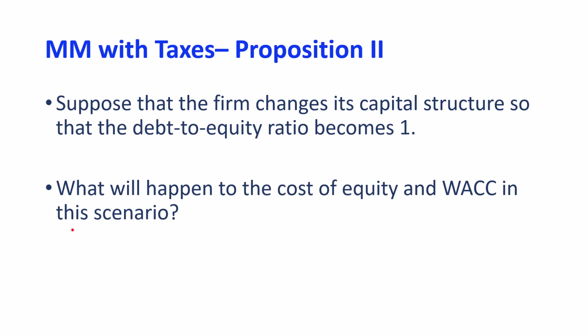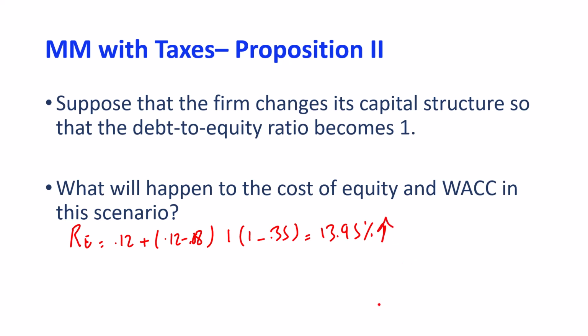In this case, your RE would be 12 plus 12 minus 8 times debt to equity ratio, which becomes 1, and then 1 minus the tax rate of 35%. So you will have 13.95%. Meaning that if you increase your debt in the capital structure, your cost of equity will increase, which means that your cost of capital should go down now.